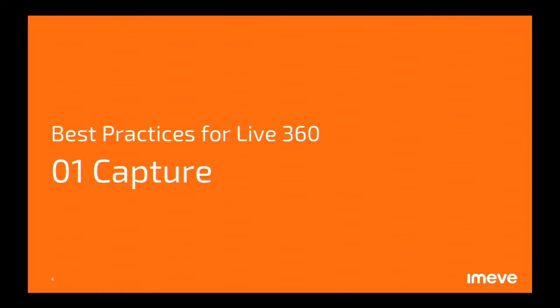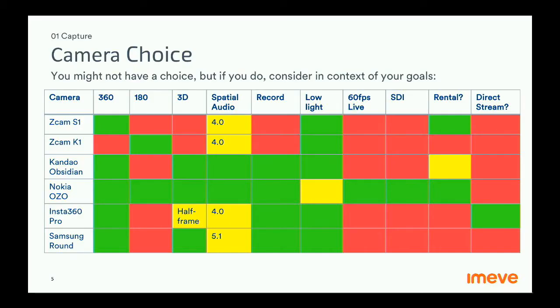Okay, first, capture. How do you actually grab the imagery? And there's a number of aspects of this. The first one would be camera choice. You may not have a choice. You may have bought a camera, and that's your only camera. In some cases, when you have a client, you have a choice. You'll be able to spec the camera.